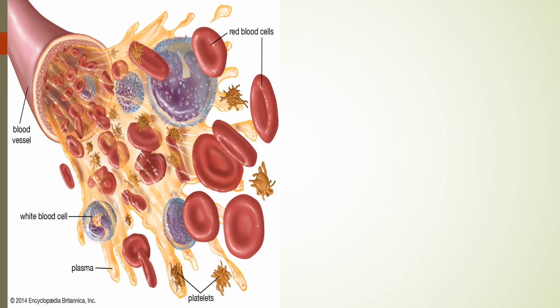The white blood cells are of many types: granulocytes and agranulocytes. The granulocytes contain granules in the cytoplasm. The agranulocytes don't contain any granules in the cytoplasm. The granulocytes are neutrophils, basophils and eosinophils. The agranulocytes are monocytes and lymphocytes.